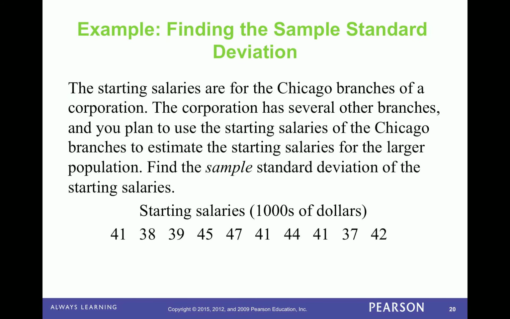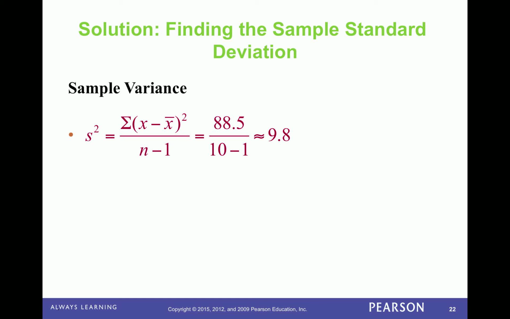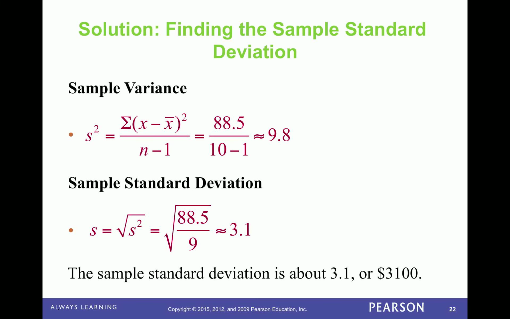Alright, so let's say this is a sample. Same numbers, but now we're considering them a sample. Sample size is 10. So we find the deviation, which is x minus x bar. We square them, we get 88.5 again. Our small n is 10, but now it's 10 minus 1, so our sample variance is 9.8. Now, our standard deviation is the square root of our variance, and the square root of 9.8 is approximately 3.1. The standard deviation of our sample is $3,100. Be very careful about these two different formulas. Keep track of whether it's population or sample.